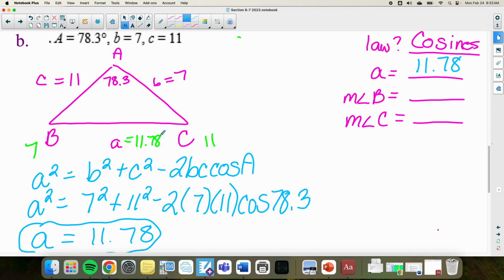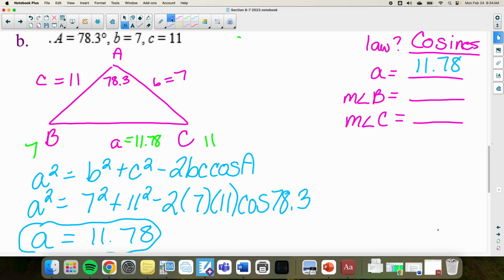Now, some of you may choose to use law of sines again. Some may use law of cosines. It's completely up to you. What do you think I should do? Cosines or sines? Sines? Okay, let's do sines. So we're looking for angle B, okay? So you have to know an angle and its opposite side.